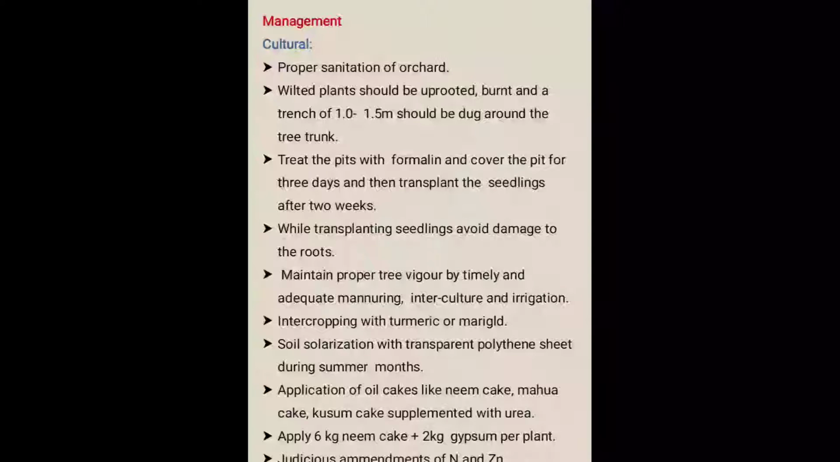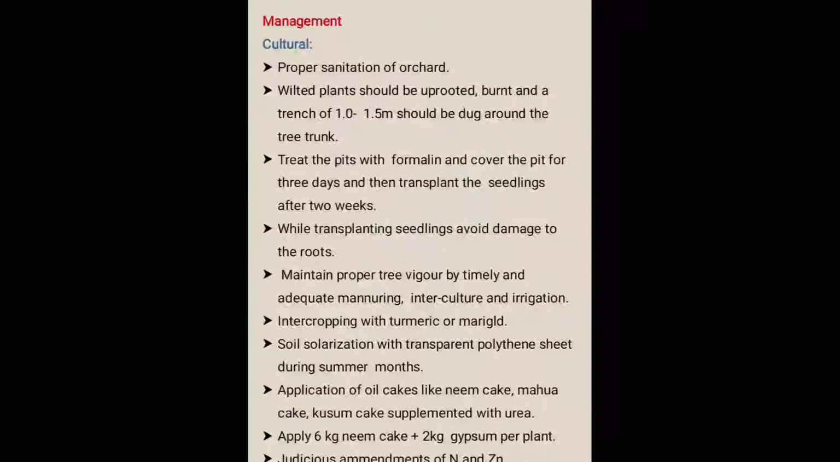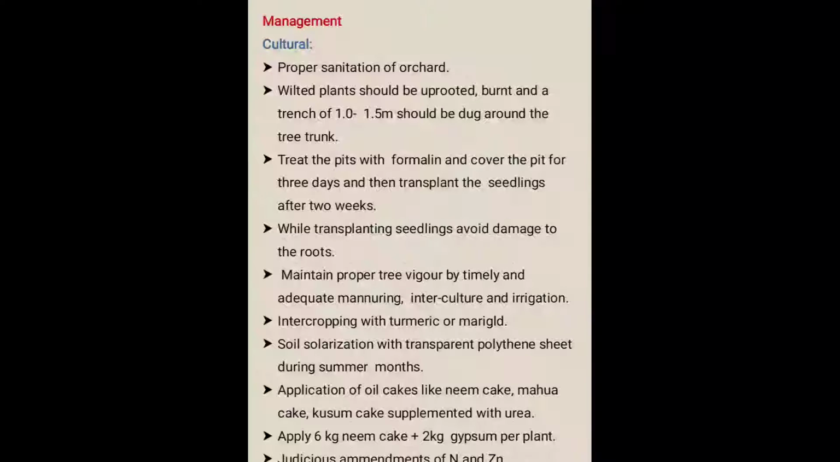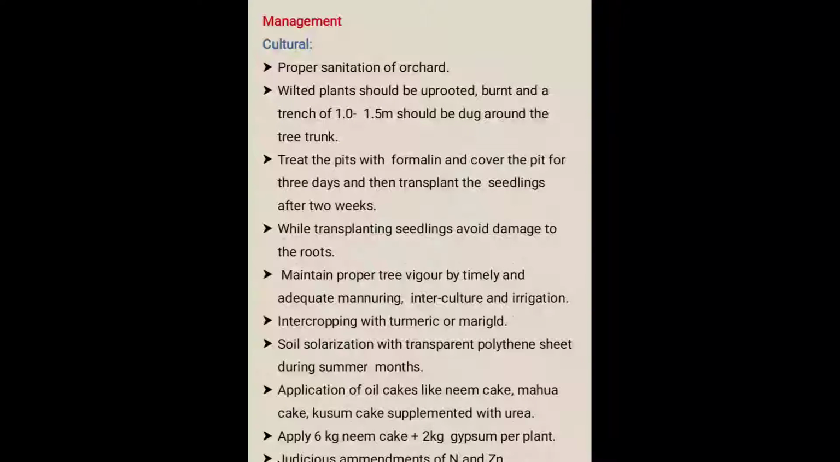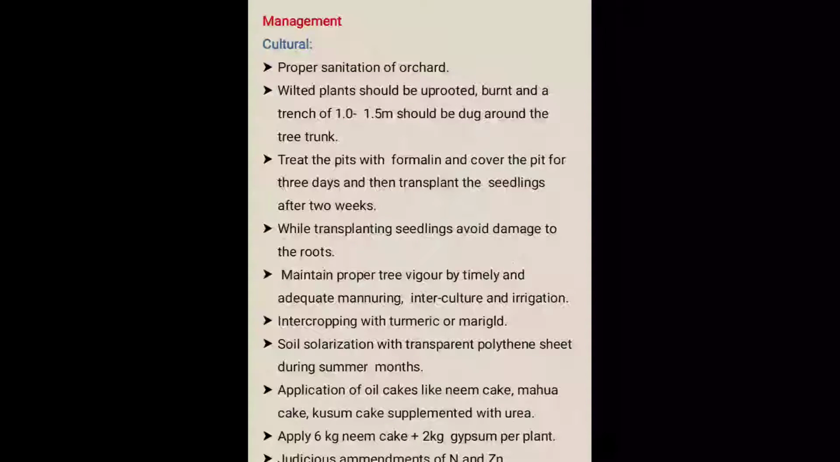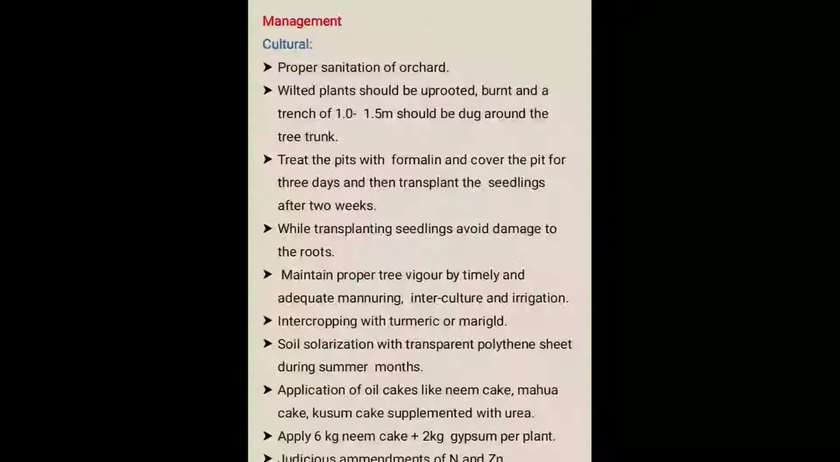Maintain proper tree vigor by timely and adequate manuring, interculture and irrigation. Intercropping with turmeric or marigold. Next, soil solarization with transparent polythene sheet during summer months. Application of oil cake like neem cake, mahua cake, kusum cake supplemented with urea. Apply 6 kg neem cake plus 2 kg gypsum per plant.